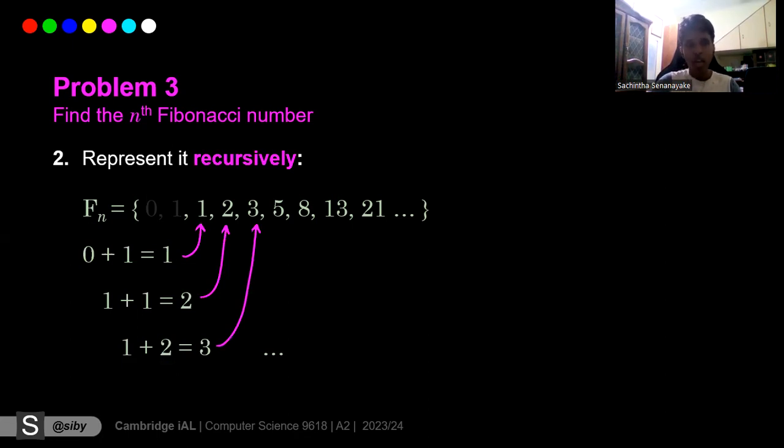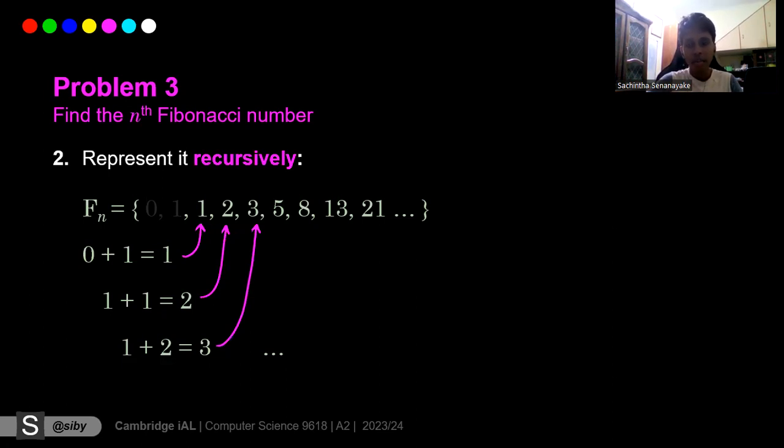The fourth, 2, is achieved by doing the last two ones' sum. That's 1 plus 1. The next, 3, is achieved by doing 1 plus 2. That's the two terms that came before the 3. And this continues. Now you might notice that I've grayed out the first 0 and the first 1. What that means is we need to explicitly specify the first two values of Fibonacci, without which we can't calculate the rest of the values.